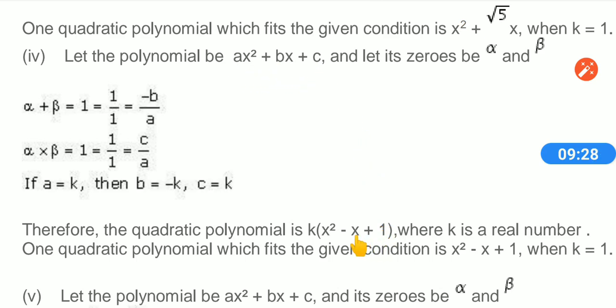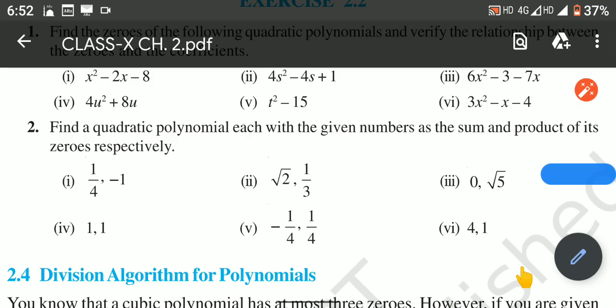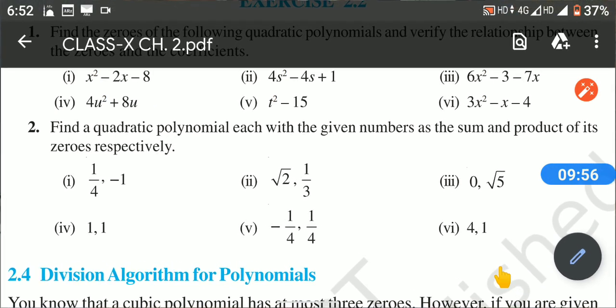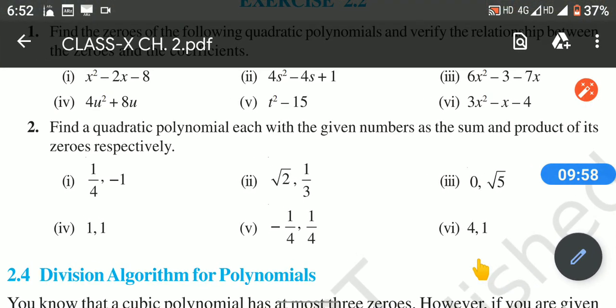So take out k common. You are left with x square minus x plus 1. Here k is any real number. For my simplicity I am taking k is equal to 1. Okay, children, if it is 1, 1 into x square minus x plus 1 means x square minus x plus 1. So one quadratic polynomial that fits this condition is x square minus x plus 1. Okay, children, let's move to the another problem. Okay children, observe here.